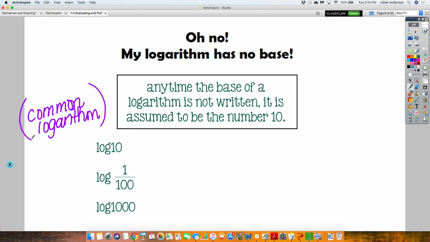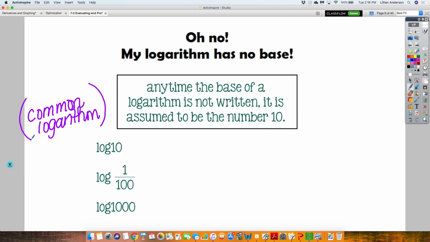So if it has a base of 4, like that one on the other slide had, you wouldn't be able to just say, oh, I'm just going to use the log button on my calculator to get the answer. It won't work that way. Okay? So 10 is the standard. The common logarithm.